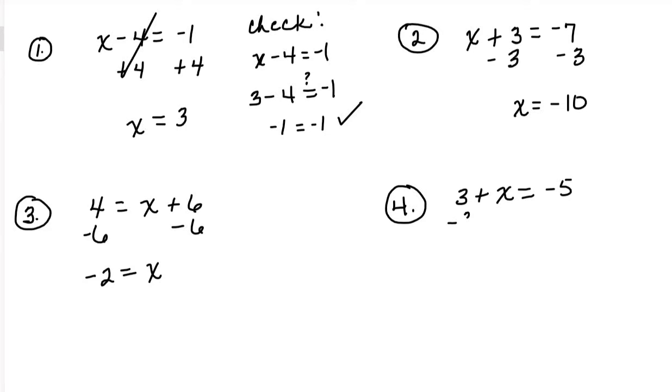So I'm going to subtract 3 from both sides of the equation. This will cancel, and I'm left with x on the left-hand side and negative 8 on the right-hand side. So x is negative 8.